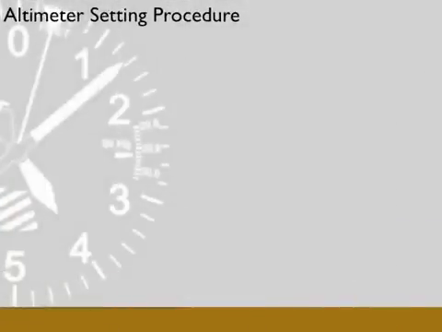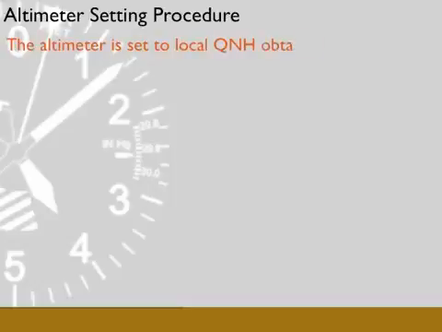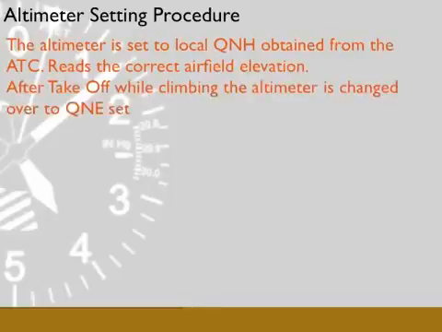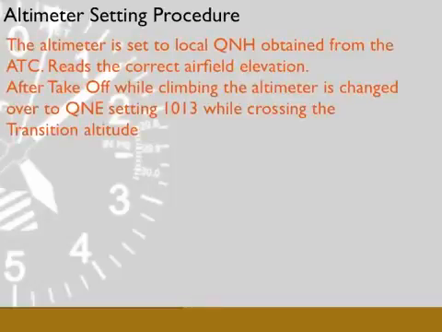The altimeter is set to local QNH, obtained from the ATC. Reads the correct airfield elevation. After takeoff, while climbing, the altimeter is changed over to QNE setting 1013 while crossing the transition altitude.